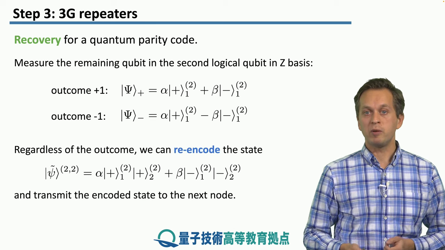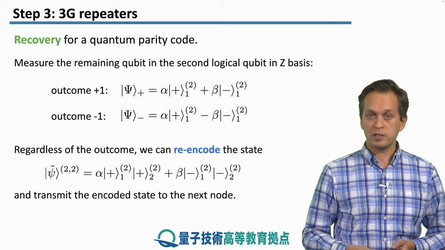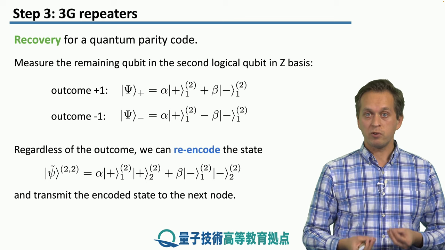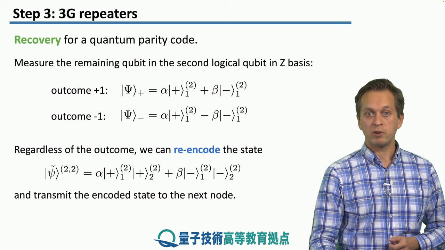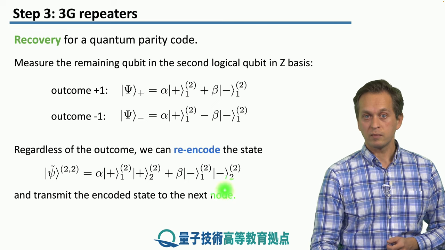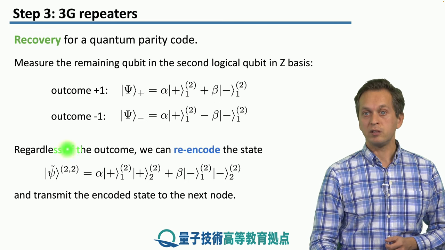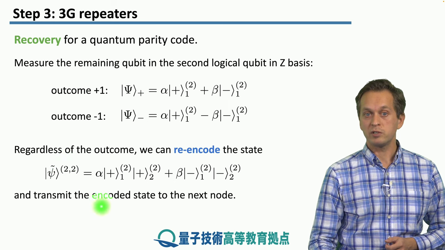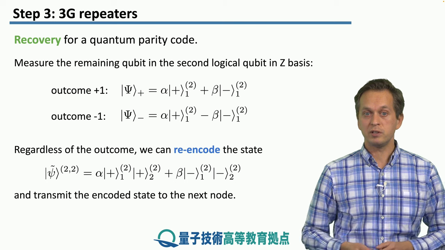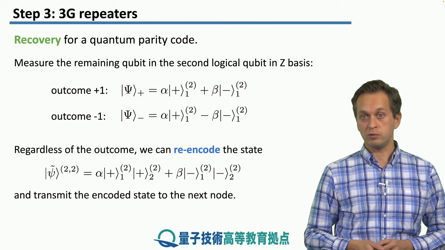Whether we get a plus 1 or a minus 1, it doesn't really matter. With simple local operations, we can re-encode the state again and recover the following encoding. All of this is happening at the second node. So now the second node has recovered the original message, and it can retransmit it again to the following node, node 3.